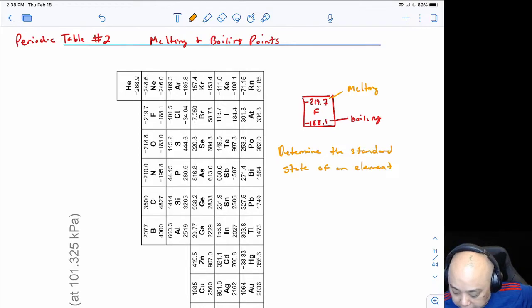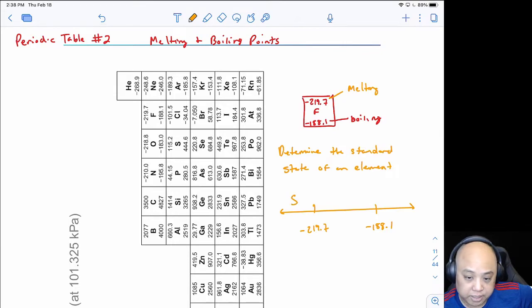And the way I think about this is I think of it like a number line. Where if it's less than negative 219.7, it's a solid. If it's in between the two values, it's liquid. And if it's up here above negative 188.1, it's a gas.